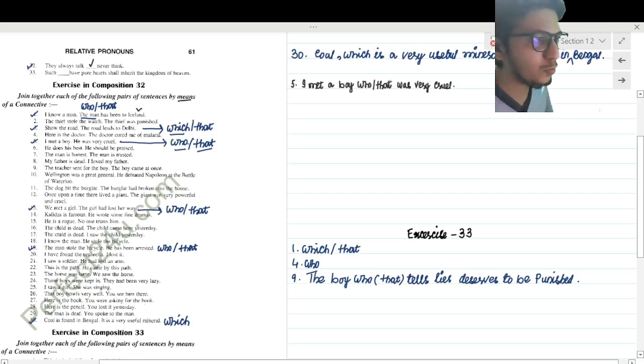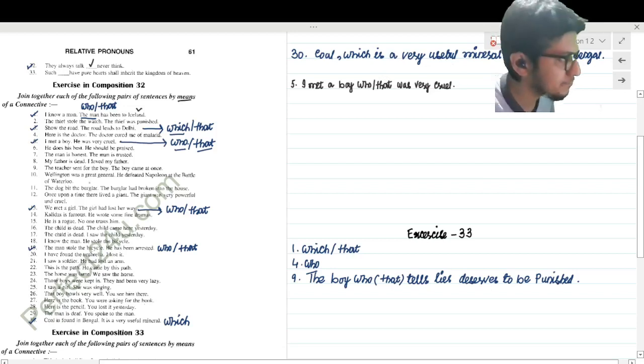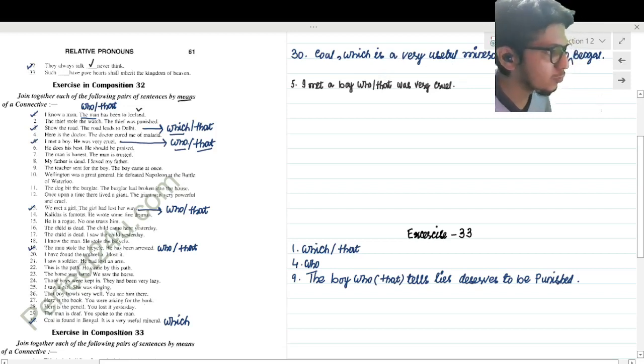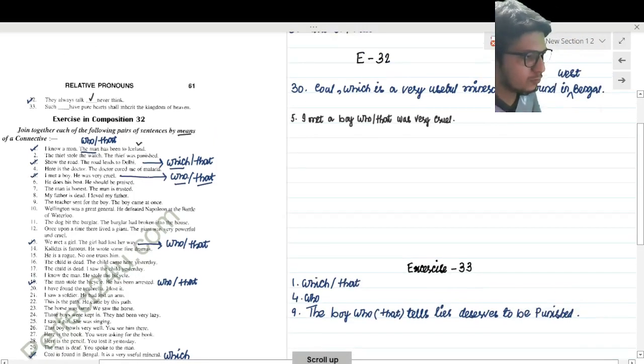I met a boy who or that was very cruel. We met a girl who had lost her way. This is the solution of question number 13. Question number 19, the man stole the bicycle who has been arrested. So the solution of question number 30: Coal, which is a very useful mineral, is found in West Bengal. This is the solution of question number 30.